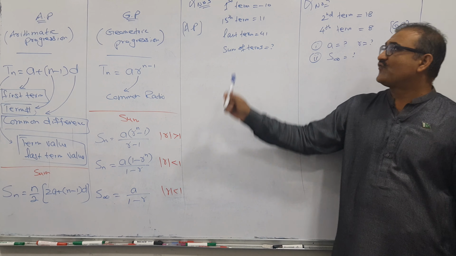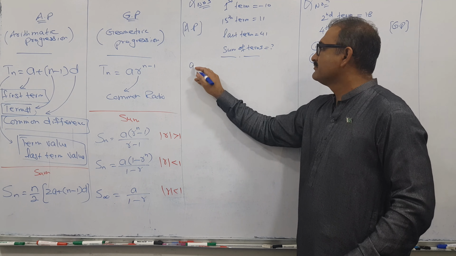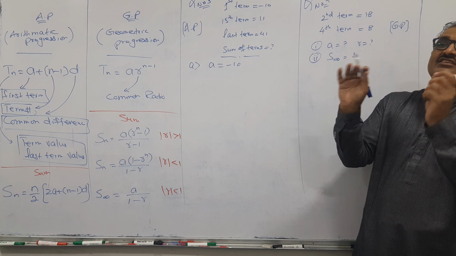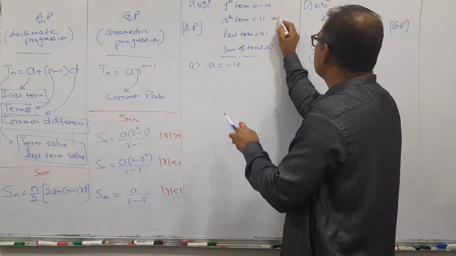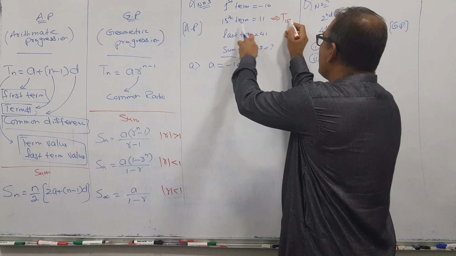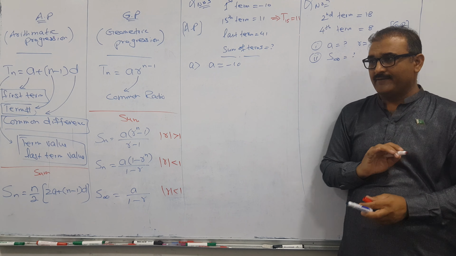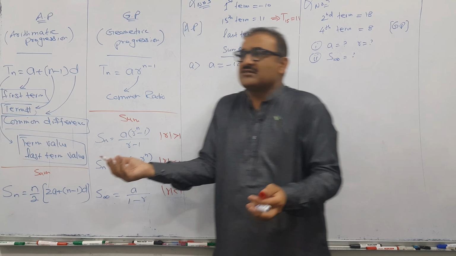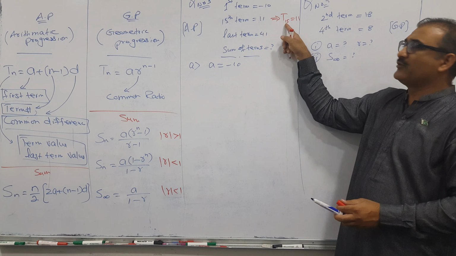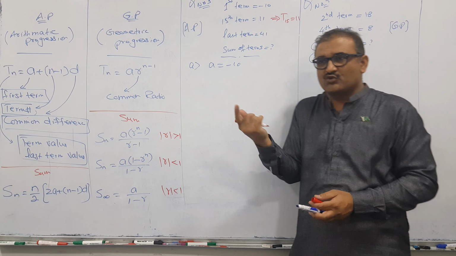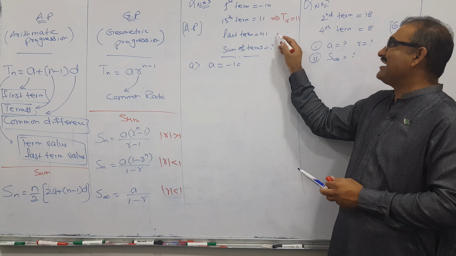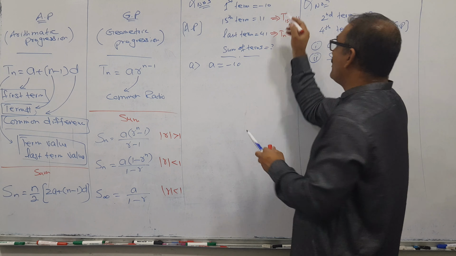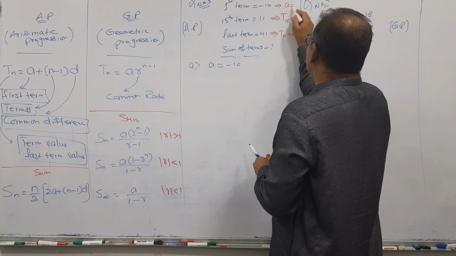All of you know we should start from the first term, so A is minus 10. When I say 15th term, it means T15 equals 11. Similarly, when I say last term and I don't know the term number, I take it as Tn. For example, if I know it is the 15th term, I put 15; if the 12th term, I put 12. But when I don't know the term number, I take it as Tn. So Tn is equal to 41, and A is equal to minus 10.